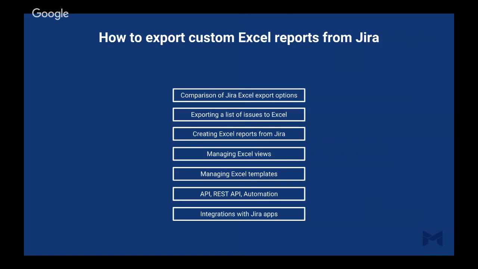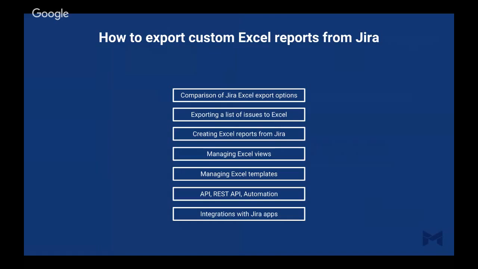Okay, now let's see the agenda for today. What are we going to cover? First of all, I wanted to give you a quick comparison of the currently available choices that Jira provides for exporting information to Excel. I believe that this way you will have a better overview of the current situation and why Better Excel plugin is an outstanding player. We will then continue our agenda with the first thing that you probably want to do after installing the app, exporting a simple list of issues.